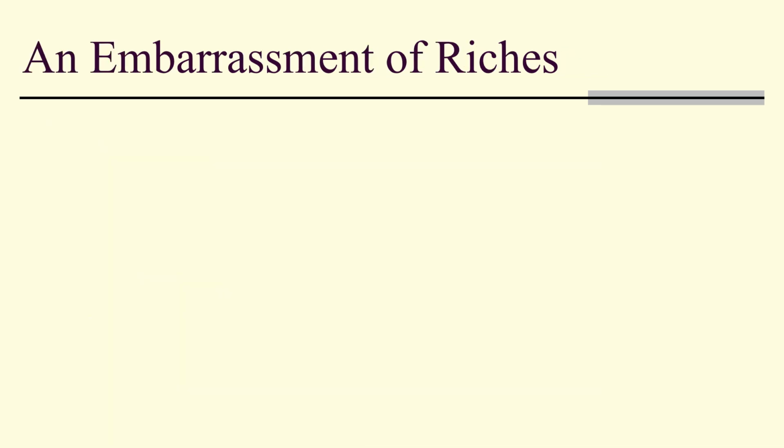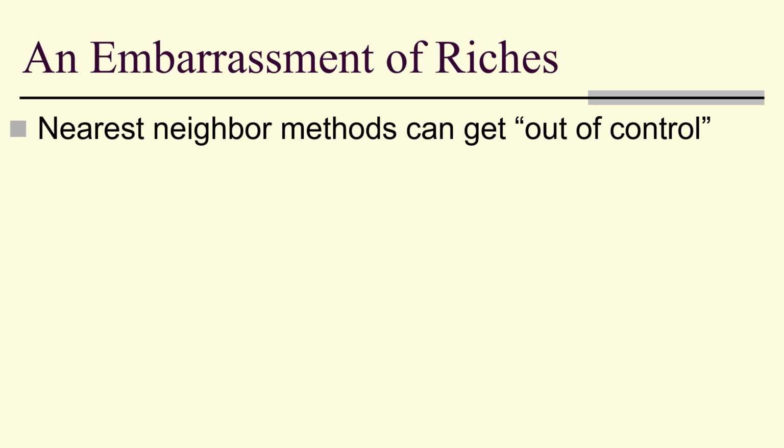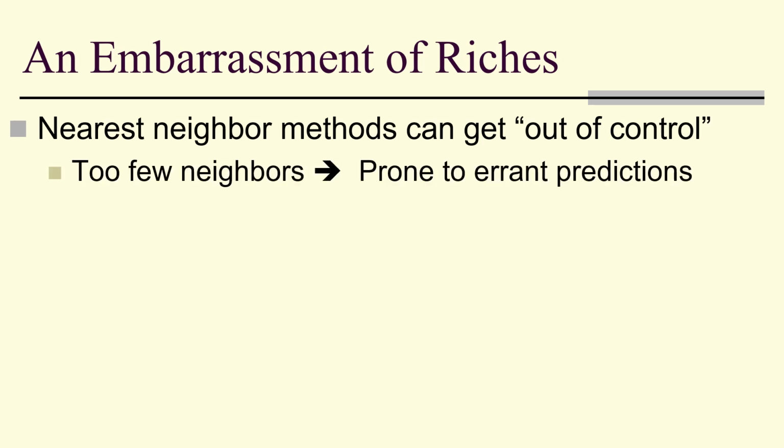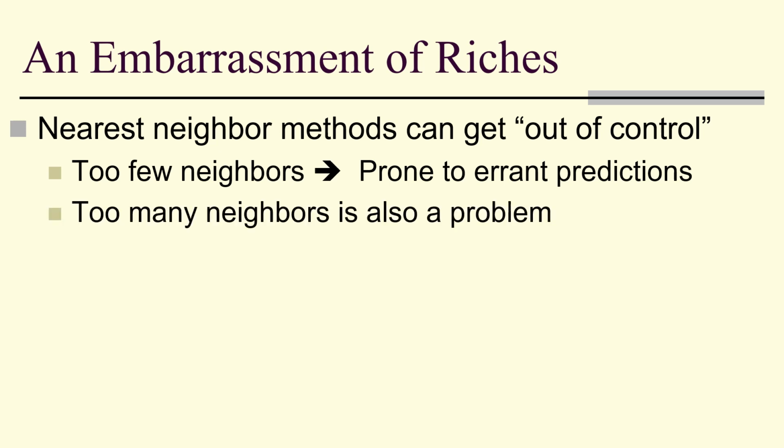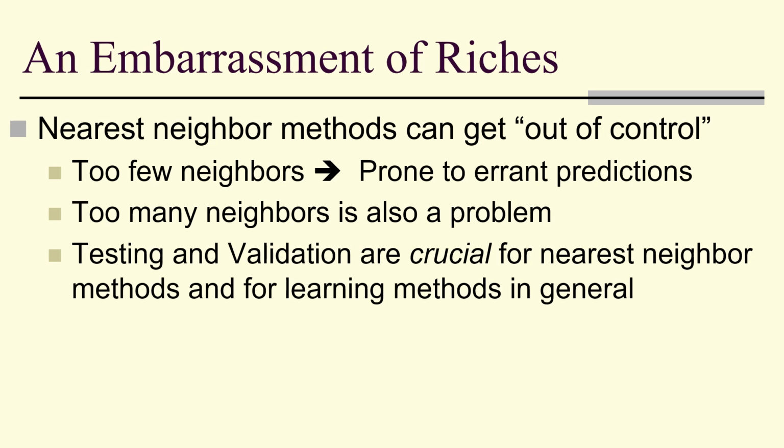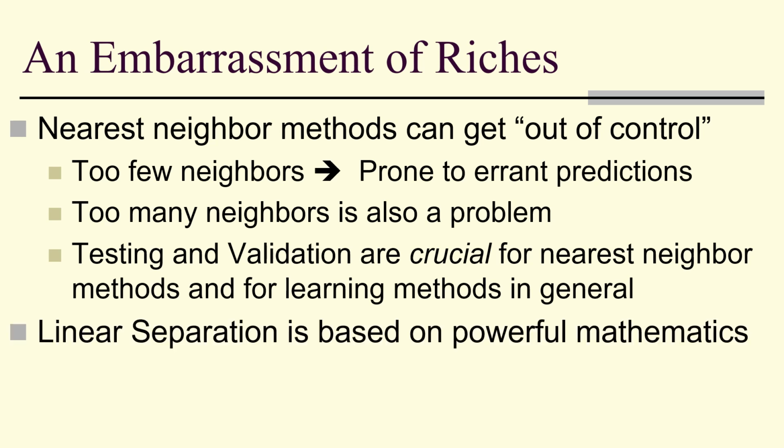So nearest neighbors, however, is an embarrassment of riches. They can get out of control. Too few neighbors, you might get bad predictions. Too many neighbors, you can also have problems. We'll use lots of testing and validation when we do nearest neighbor methods.